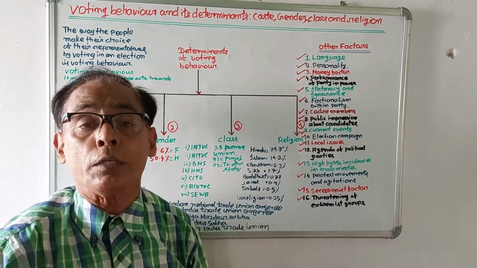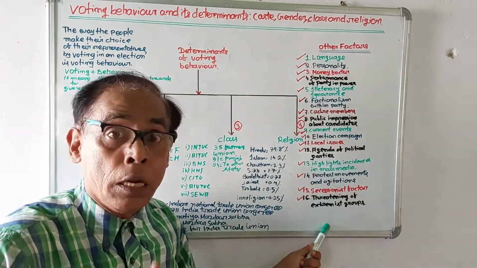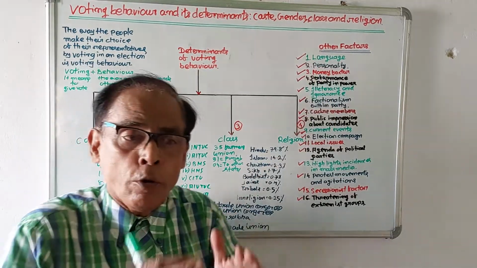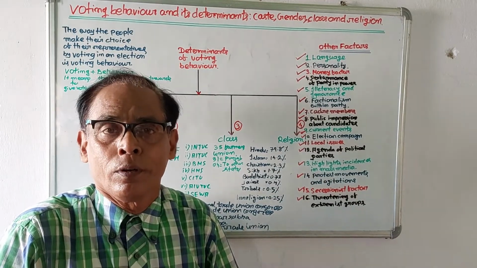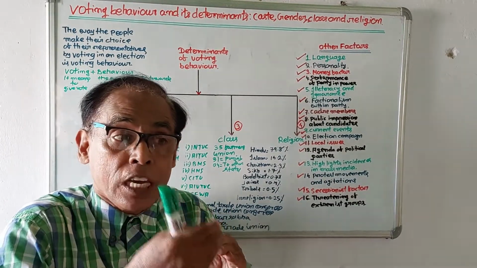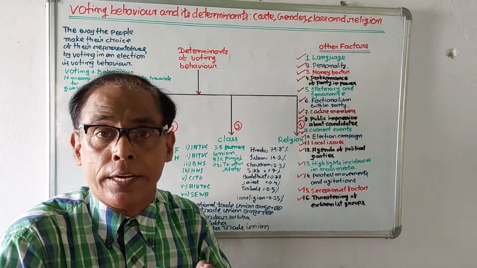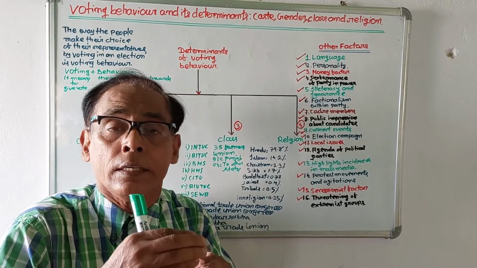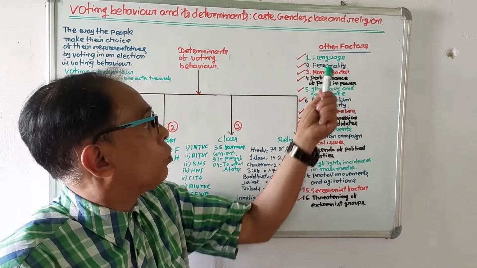In addition to the major 4 determinants, there are also 16 minor factors. Number 1, language. Language is also a determinant of voting behavior. People always want to give vote to that political party or that contesting candidate who is interested to work for their language. Number 2, personality.